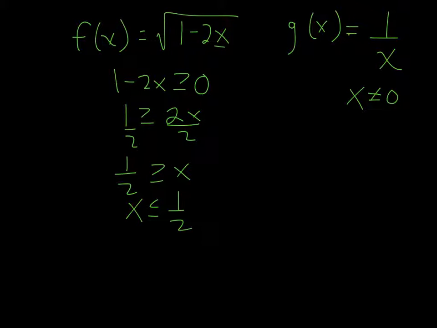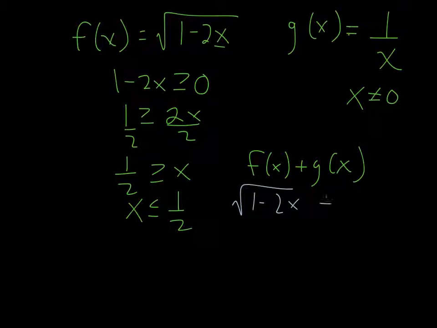So if we were to take f of x plus g of x, let's change colors here, the square root of 1 minus 2x plus 1 over x. Not much to do to simplify here, so I'm just going to leave it at this, but I've got to state my domain here, including both of these. I have to include both f of x and g of x because they're both in this expression.